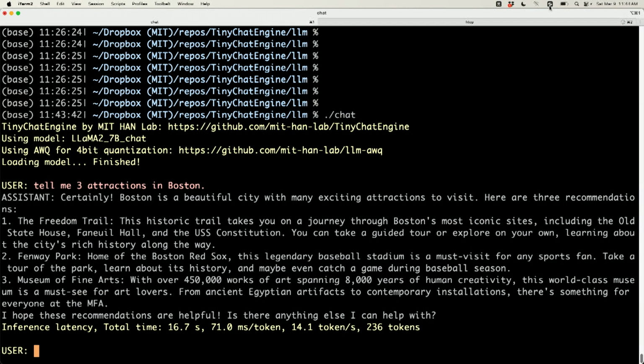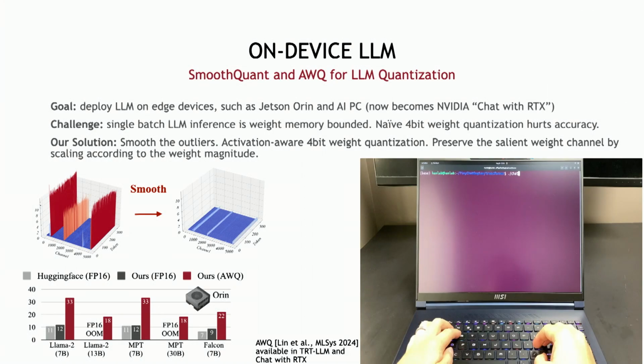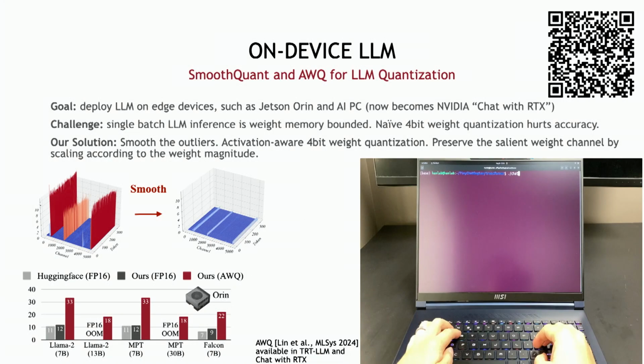So we open sourced this project so everyone can now download TinyChat by scanning this QR code. It's MIT license, commercially permissive. Feel free to download it. It supports many models, including Llama 2 7B, 13B, and Code Llama, and also visual language models as well.